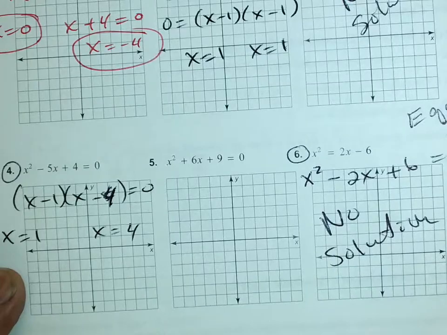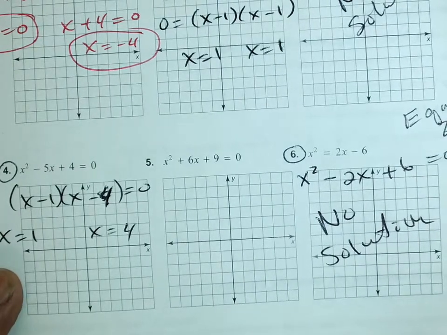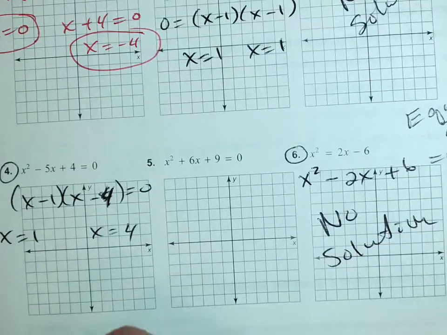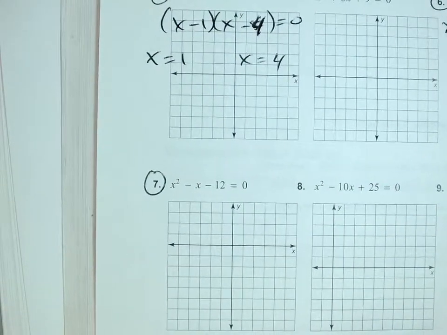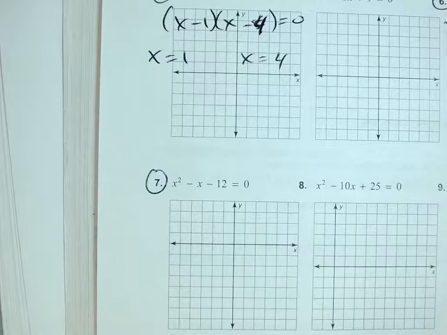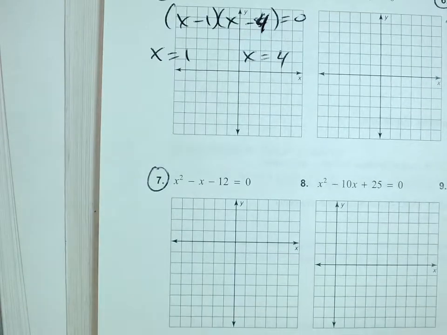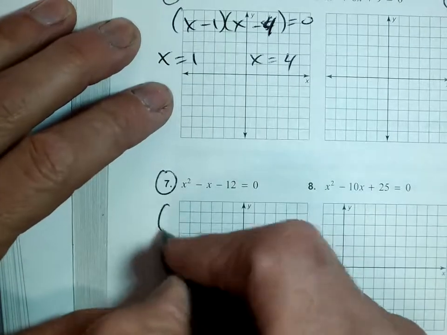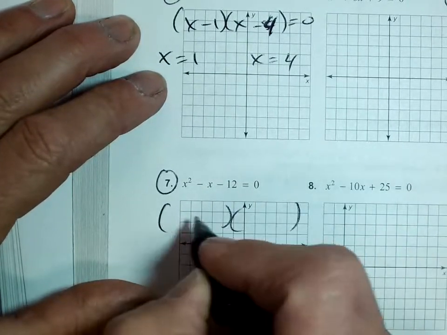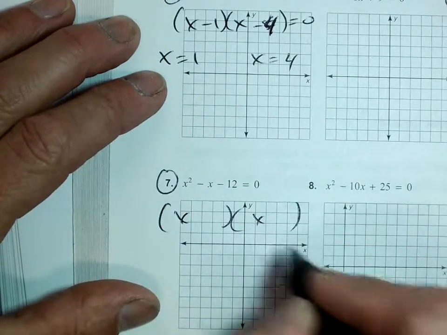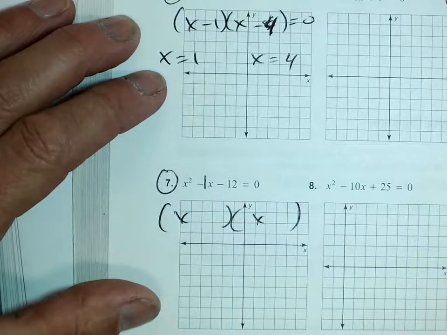Okay, let's do 7, and then we'll go to the other page real quick. 7. What do you think about 7? Well, 7 could be done on a calculator. I could graph it, and I could get the answers. But it's faster for me to factor. It will factor, okay? If it factors, it's much faster. I'm going to go x and x. There's an invisible 1 there, right? An invisible 1 there.